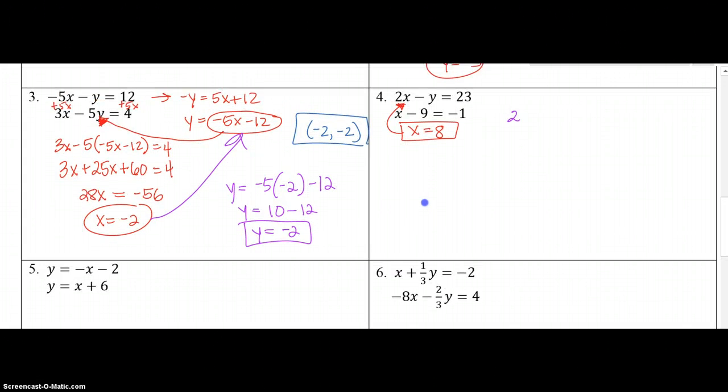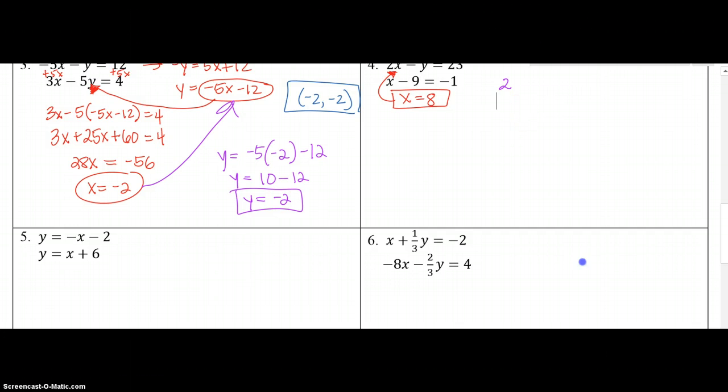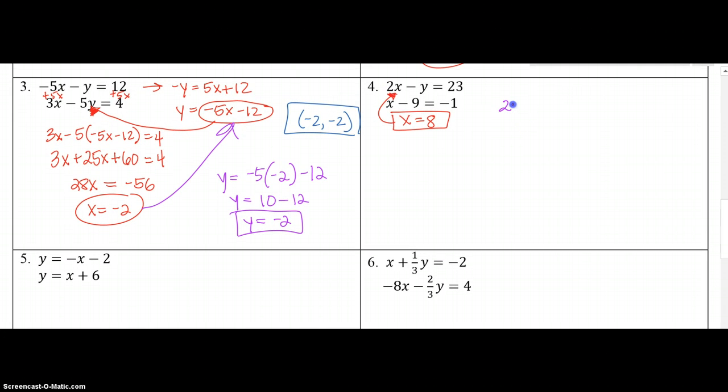So we get 2 times 8, which is x, minus y equals 23. 2 times 8 is 16. And again, be careful here. If you subtract 16, you're left with a negative y equals 7. So you do have to divide by that negative to get your final answer of y equals negative 7.